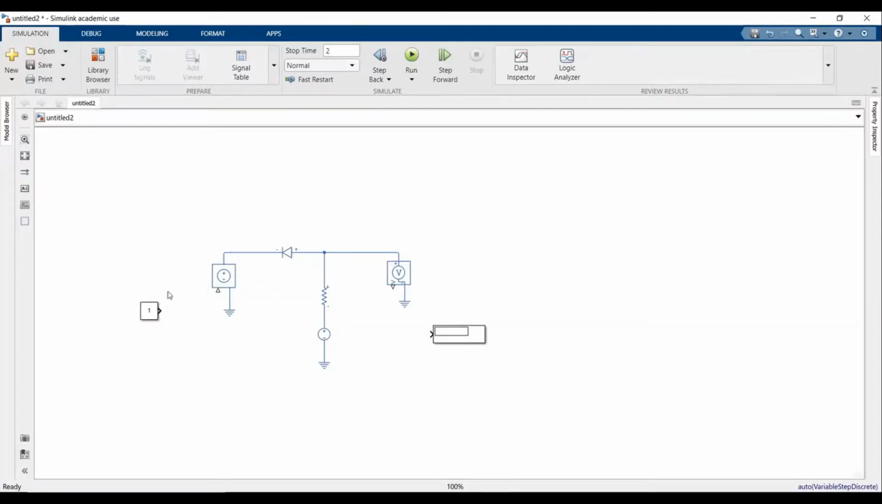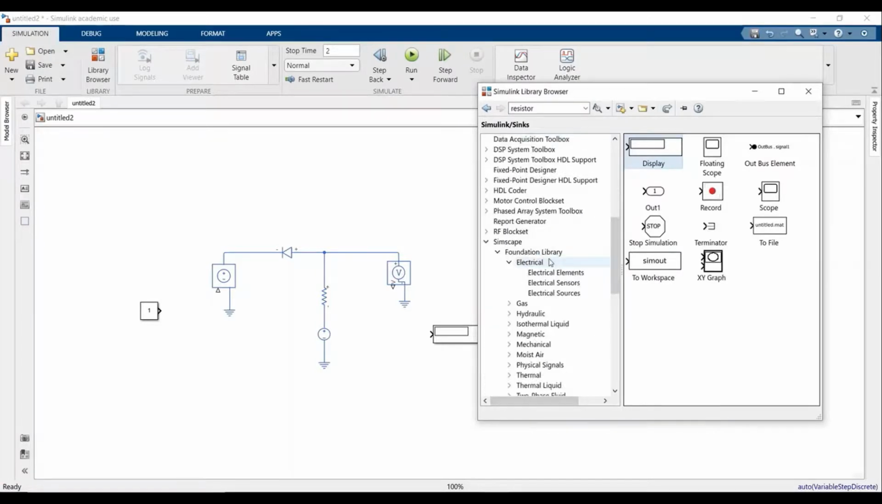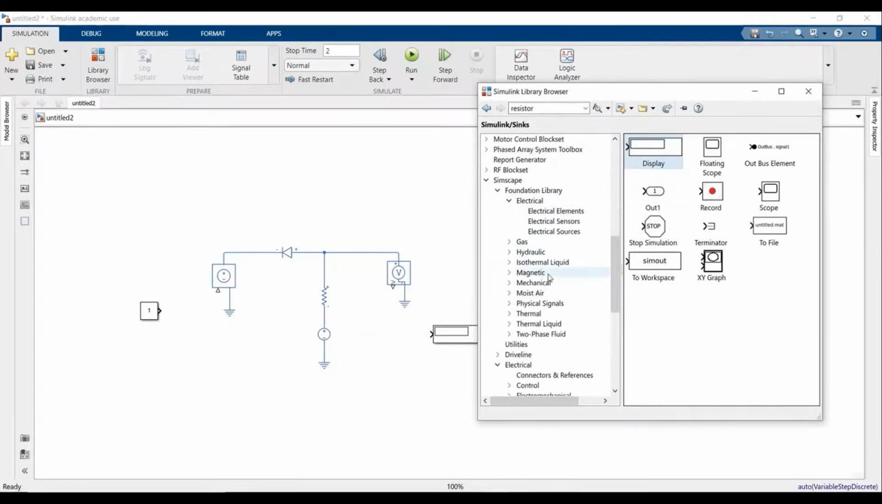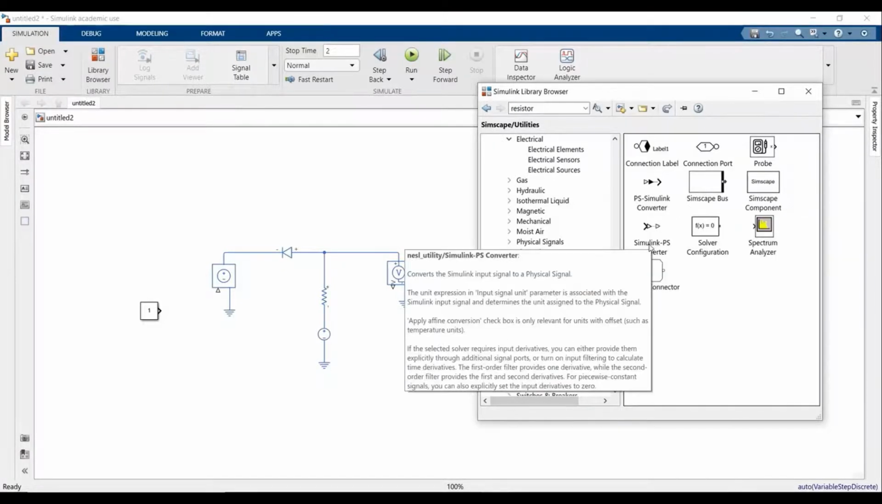So how do we connect these two up? To do that, we need a converter. So if you go back to Simscape, we go to Utility. You can see that there are two converters here. One is called PS to Simulink, and then one is Simulink to PS.